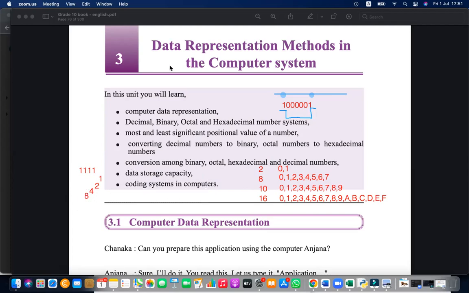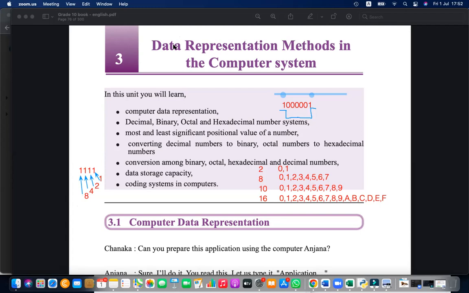So it doubles. It doubles when it goes from right to left. From left to right it divides: 8 divided by 2 is 4, 4 divided by 2 is 2, 2 divided by 2 is 1. So from left to right it divides, from right to left it multiplies by the base.